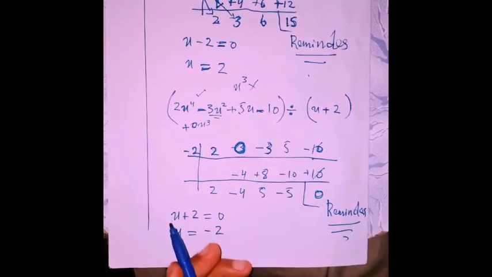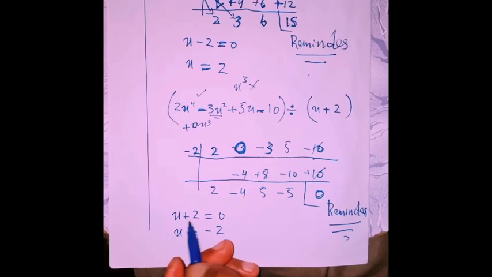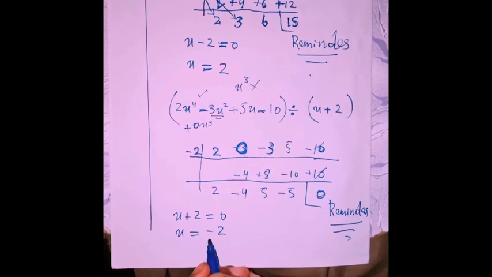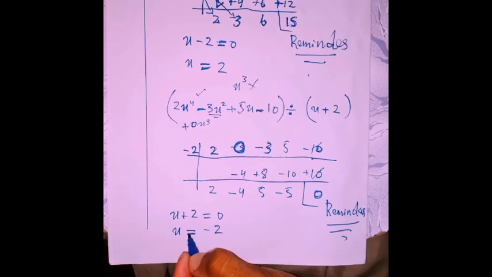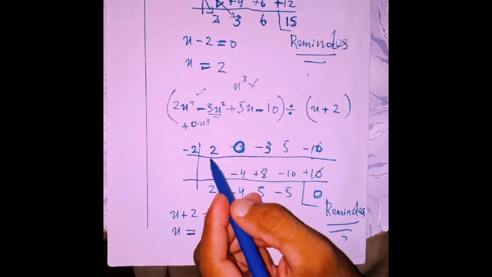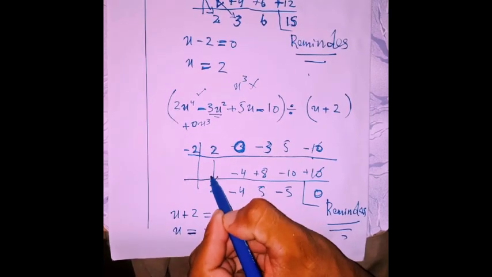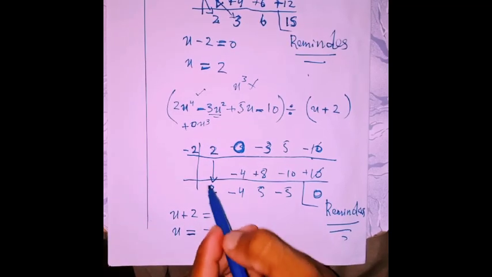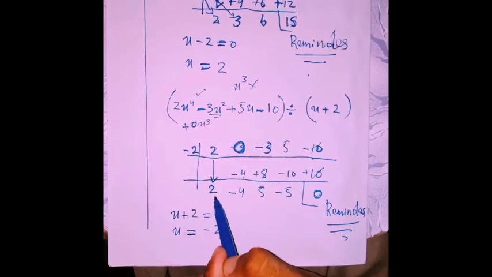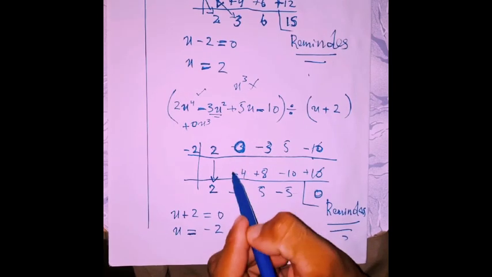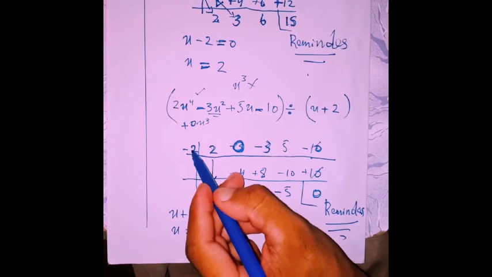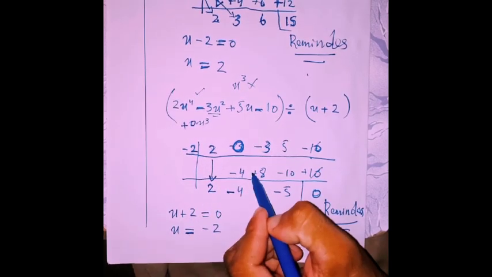Now we will write x plus 2 equal to 0. Writing x plus 2 equal to 0, we get x equal to minus 2. Now we will write the first term down below as it is. So now we will multiply 2 into minus 2, which is minus 4. So if we add these two terms, we get minus 4, and then minus 2 into minus 4 is 8.